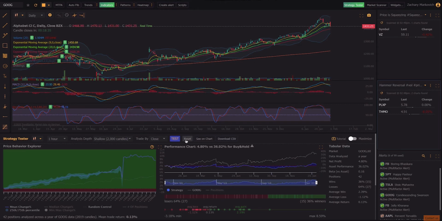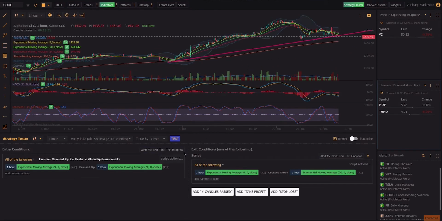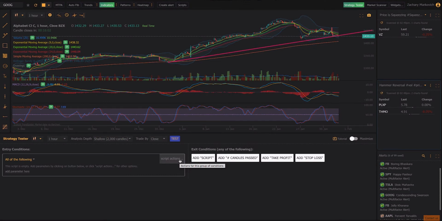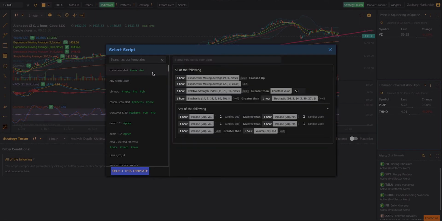So I'll reset this backtest here, and let's go ahead and configure our scripts at the bottom of the screen. You've got a few options here. You can click script actions and load from your template library here. So we can load up a pre-made template from our script manager. For example, I could load up this crossover alert with the stochastic conditions, volume conditions. Let's go ahead and just do that.